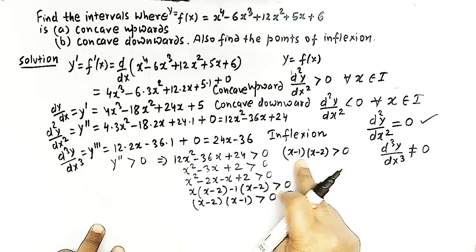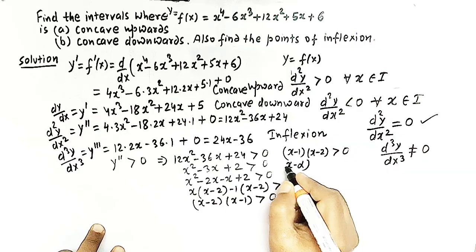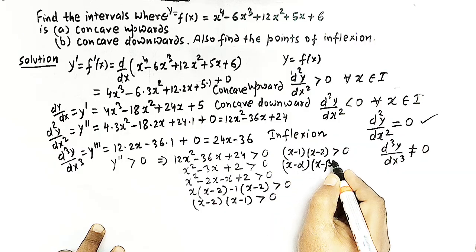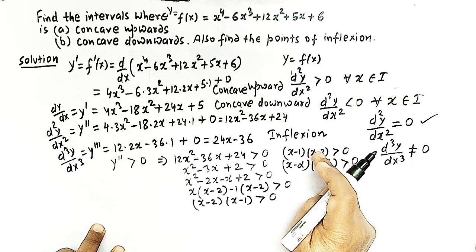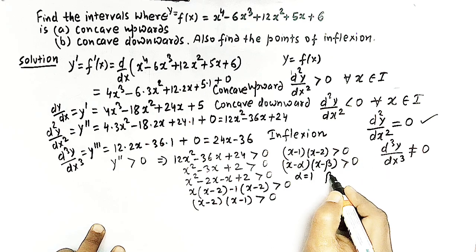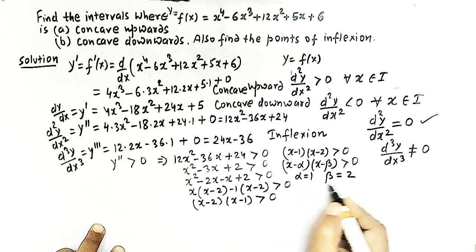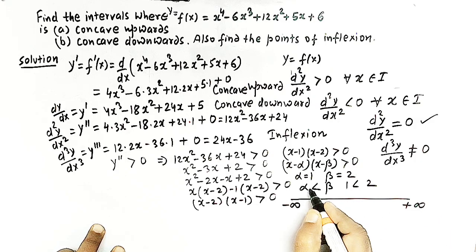So now we have here two linear factors, the product of two linear factors of this form, that is x minus alpha, x minus beta, and here we have greater than 0, right? So if we compare both these expressions, then we have alpha is equal to 1 and beta is equal to 2, and obviously here alpha is less than beta, that is 1 is less than 2. So here we have the real number line, minus infinity to plus infinity. Here we plot these 2 points, 1 and here we have 2, right?